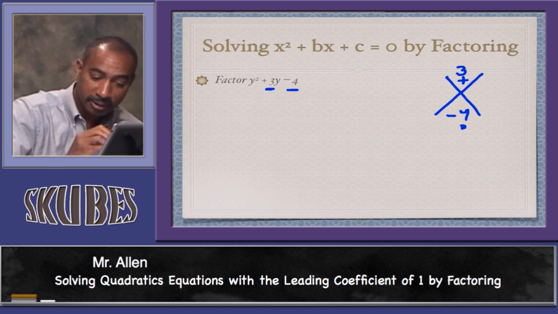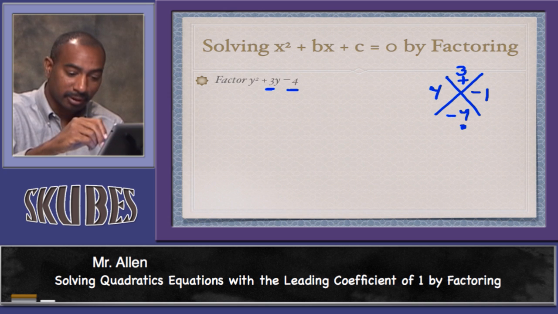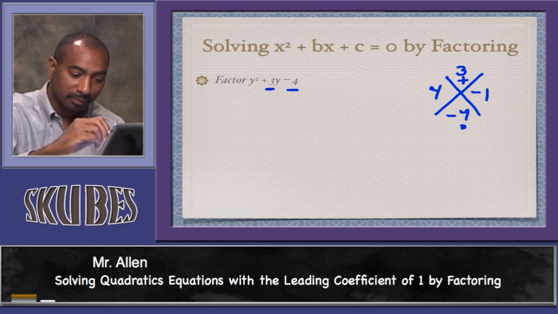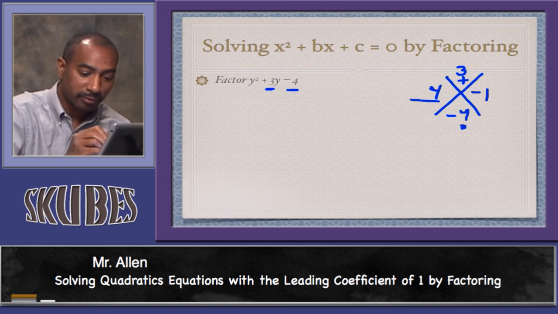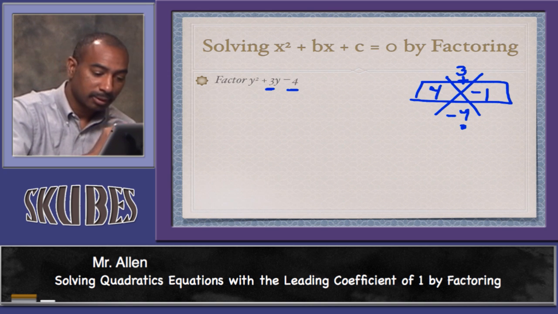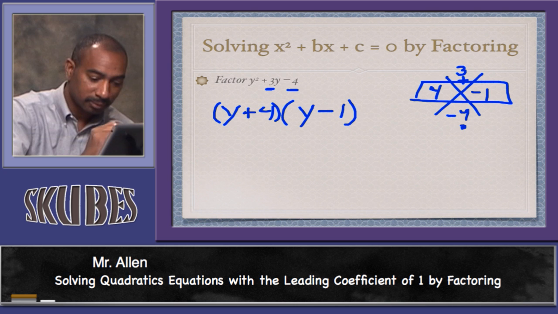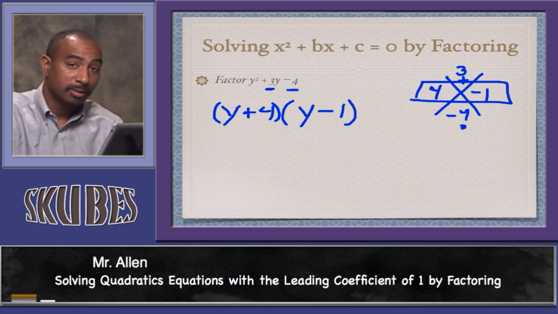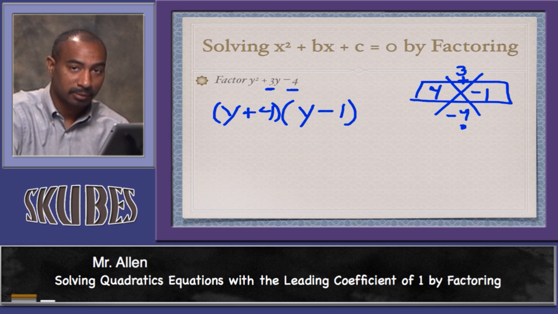And if you think about that, that has to be 4 and negative 1. Because 4 times negative 1 is negative 4, and 4 plus negative 1 is positive 3. So these are your factors. So you're going to put y plus 4, and you're going to put y minus 1. If you multiply that like we did in the previous lesson, you're going to get y squared plus 3y minus 4.